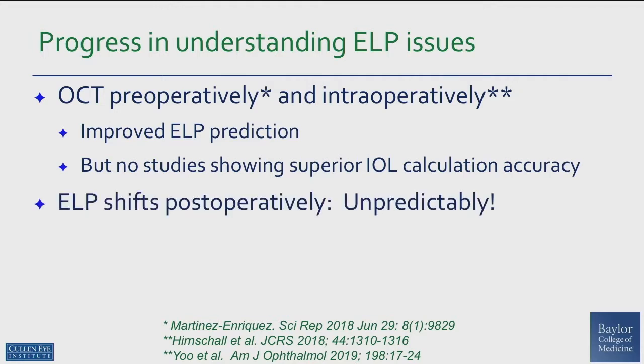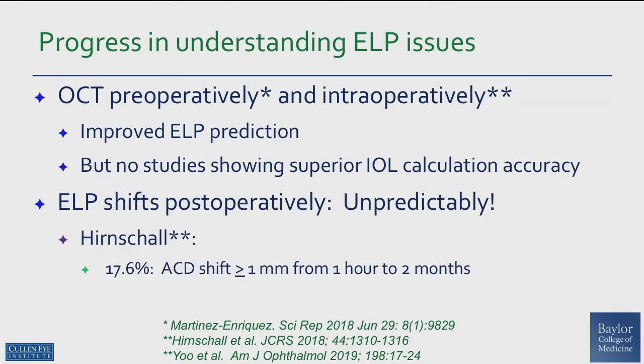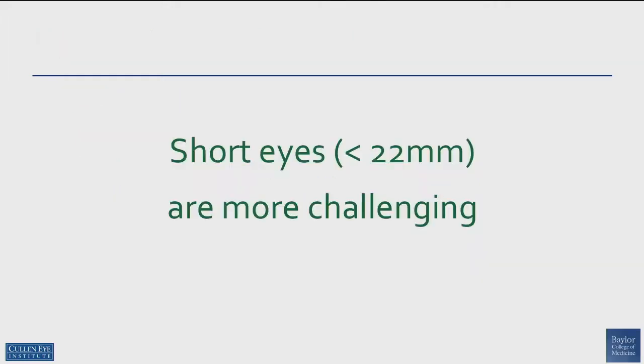And the ELP shifts unpredictably. A great paper by Nino Hirnschall, Oliver Findl and their group showed that 17.6% of eyes had an anterior chamber depth shift of 1 millimeter or more from 1 hour to 2 months. So we may nail it on the operating room table, and it may change as the patient heals, as we've all seen, I'm sure.